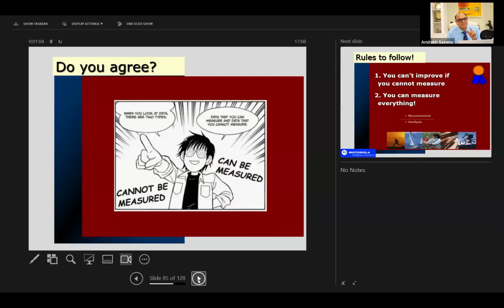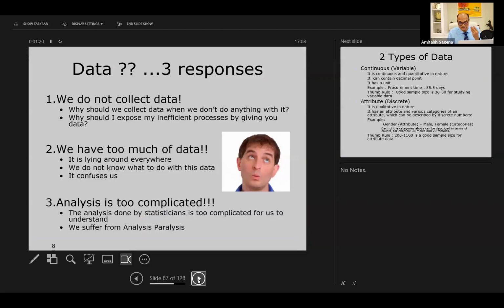I think some of you misunderstood the question. There are two types, cannot be measured and can be measured. You have to disagree in the sense that everything can be measured. There's nothing which cannot be measured. Now, how to measure everything? First of all, data. There are three different responses. Sometimes they say we do not collect the data.